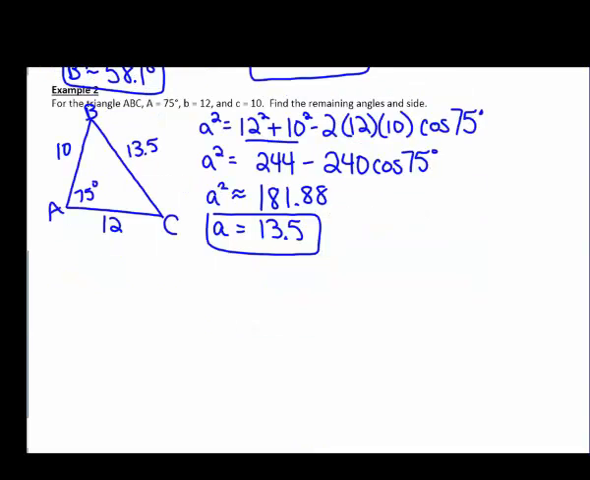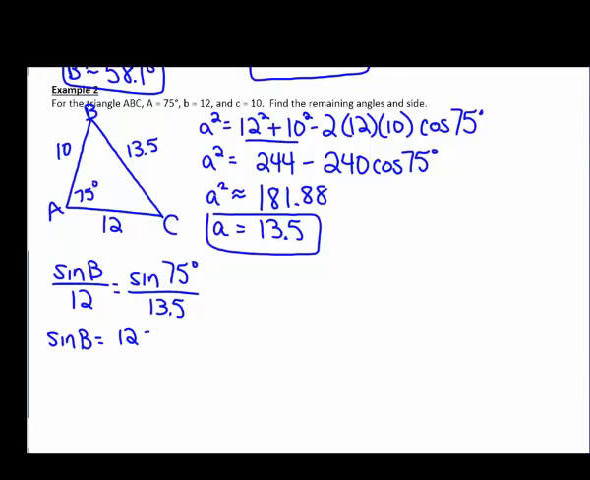Since we've already done some work with the alternate form of the law of cosines, let's take a look and see how we could use the law of sines. So let's say we want to find angle B. So the sine of B over side B, which is 12, equals the sine of A, which was 75 degrees, over side A, which we found to be 13.5. Now keep in mind, our answers might vary a little depending on how we rounded side A. All right, and so then we know that sine of B is going to equal 12 times the sine of 75 degrees, all divided by 13.5.